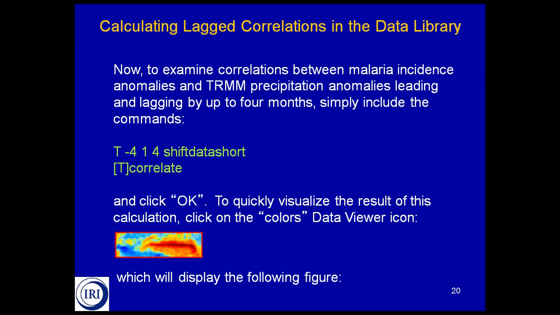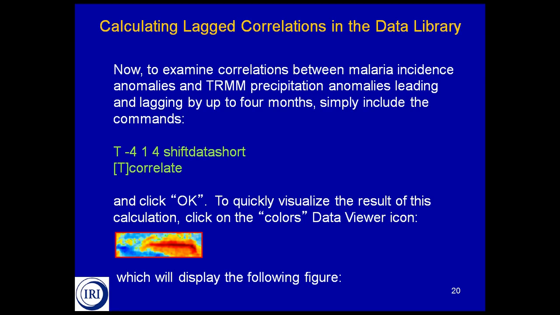Now, to examine correlations between malaria incidence anomalies and TRMM precipitation anomalies, leading and lagging by up to 4 months, you would simply include the following two commands. So you would use T -4 1 +4 shiftdata short to apply the lag and lead, and then you would use the T correlate command.